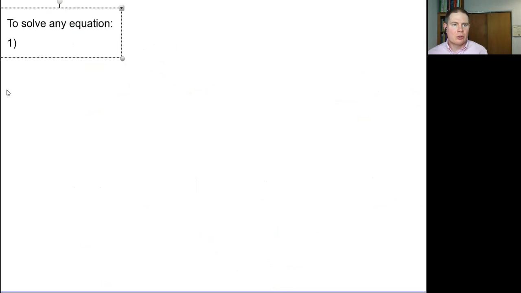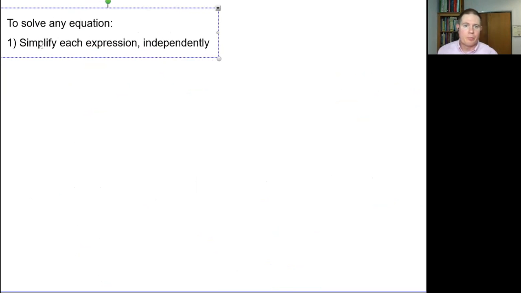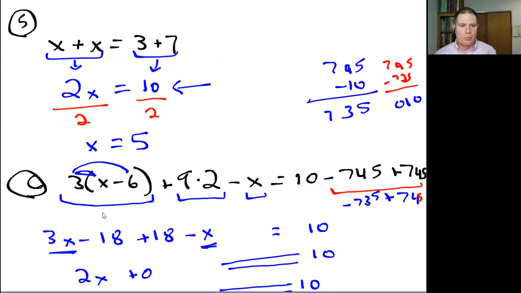And that's, in general, what we'll have to do, right? First, we simplify each expression independently. Right? This sounds similar to how to simplify an expression, right? To simplify an expression, we identify the terms, simplify each term within that expression independently, and then combine like terms. And that's how we simplified this expression.